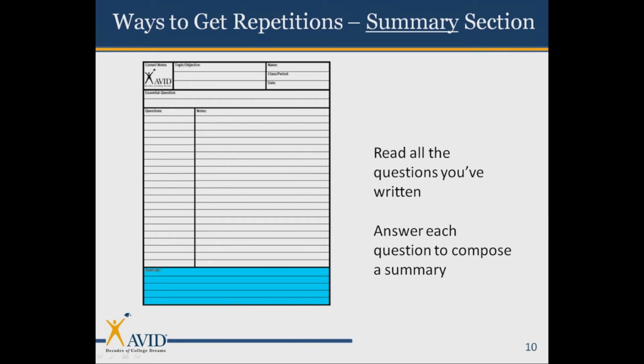All right, so what about that summary section at the bottom? What I want to do there is read back through all the questions that I've written on my page of notes here, my essential question and my questions in the left column, and write a 1-sentence answer or response to each one of those questions to build my summary. What that forces me to do is to go back and read my essential question, to read my notes, to read my questions, and basically getting another repetition of all of that information that's there on the page.